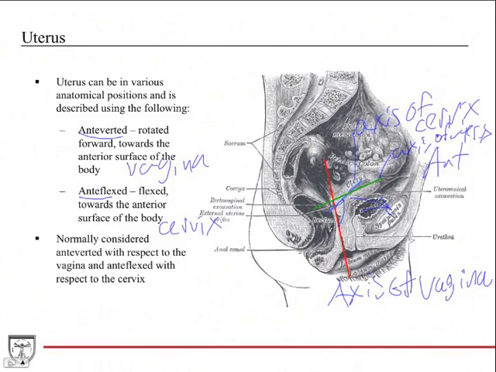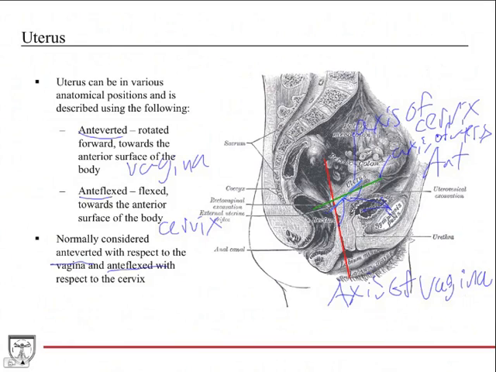And so you have the axis of the cervix here, and again the uterus is flexed forward in relation to the axis of the cervix. So you have this green line here, and it's flexed forward or anterior in relation to this blue line, the axis of the cervix. Now, it's normally considered to be in this anteverted and anteflexed position.